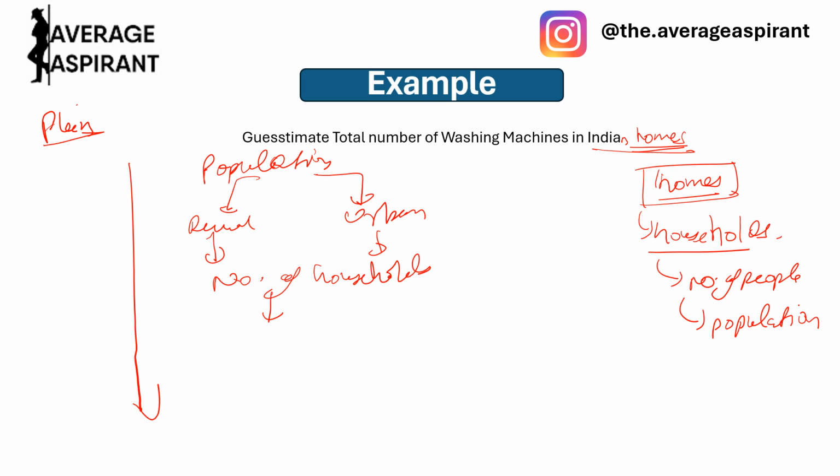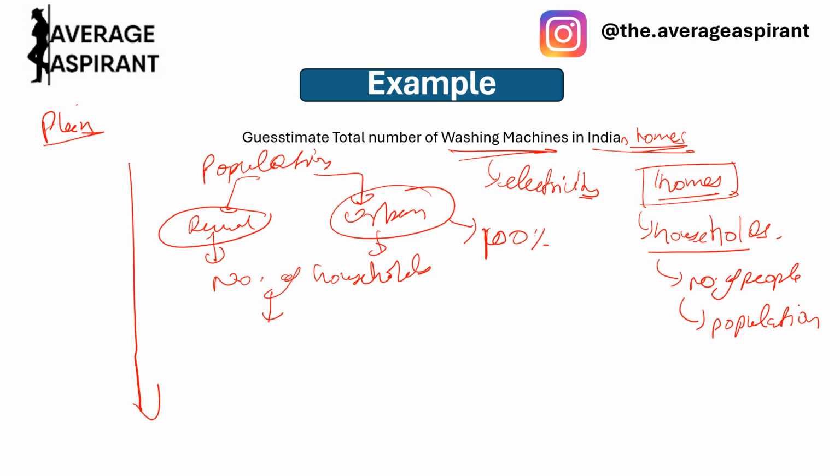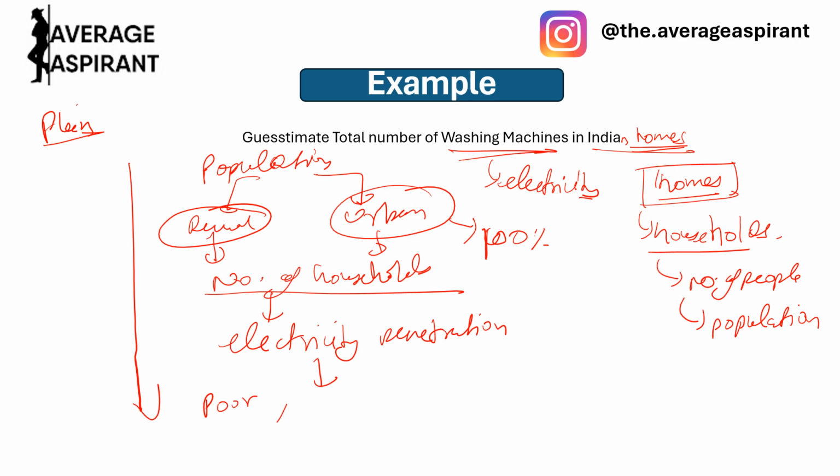Then I'll also see what is important to run a washing machine. Electricity. Let's say urban there is 100% electricity. Every home has electricity, but in rural that won't be the case. So I will see the electricity penetration as well. Then I'll see, of the number of households, there will be some who are poor, who are rich, who are middle class. So not every poor household will have it. Maybe every rich household will have it, but not every middle class household will have it. So we will assume.